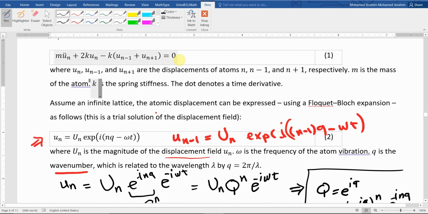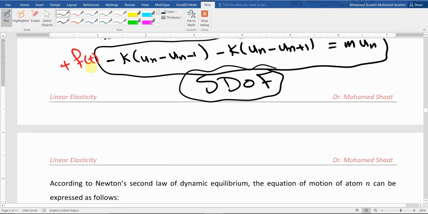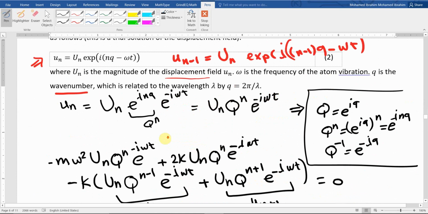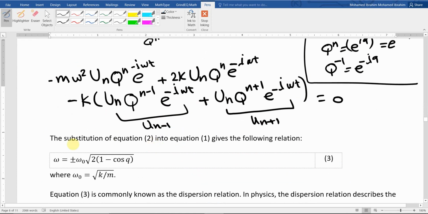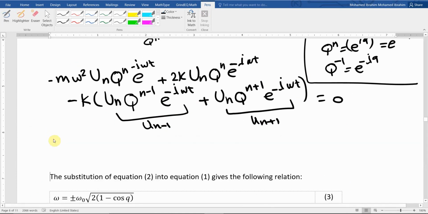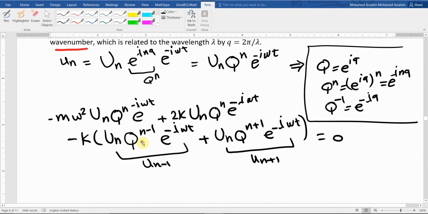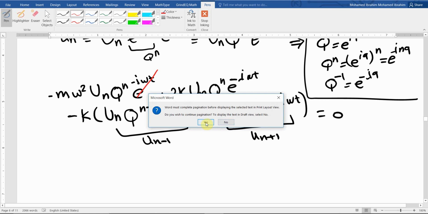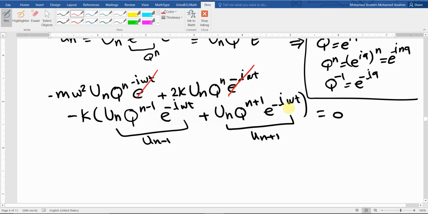We don't have any external force here, which is this f of t, because we just consider the lattice that is subjected to the incident wave as given above. Then what we're going to do next, as you can see, is collect some common factors. For example, it is fine to cancel this term with this term. Also, this term can be cancelled. This one can be cancelled, because the right hand side is 0, right?